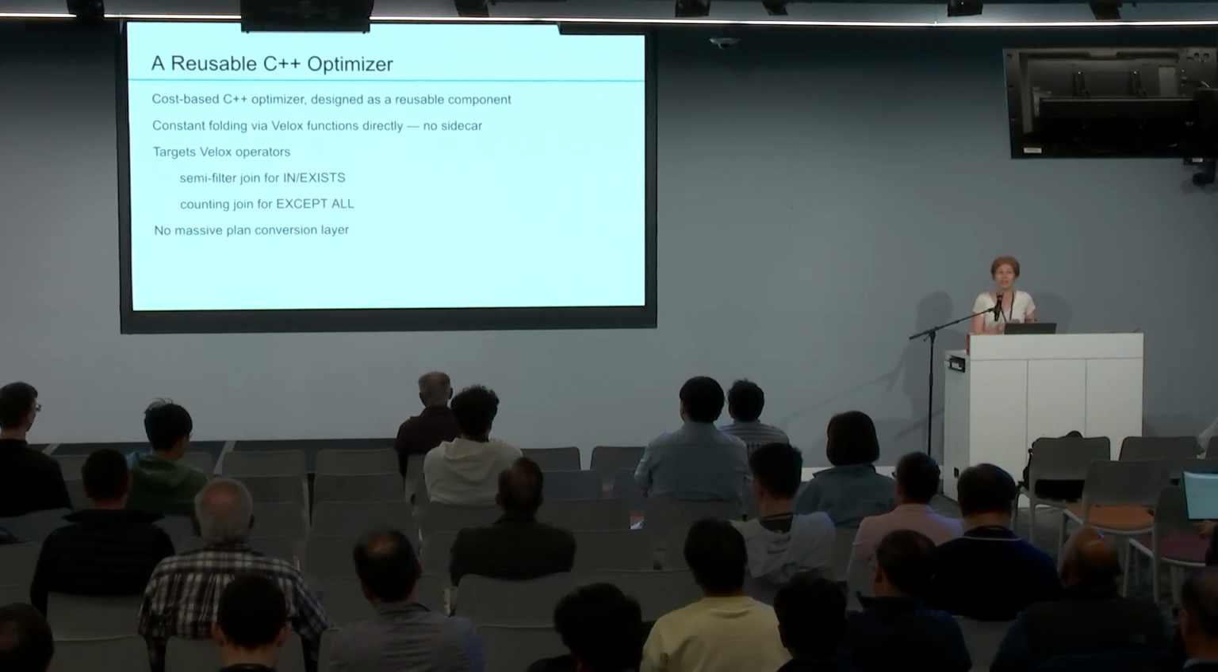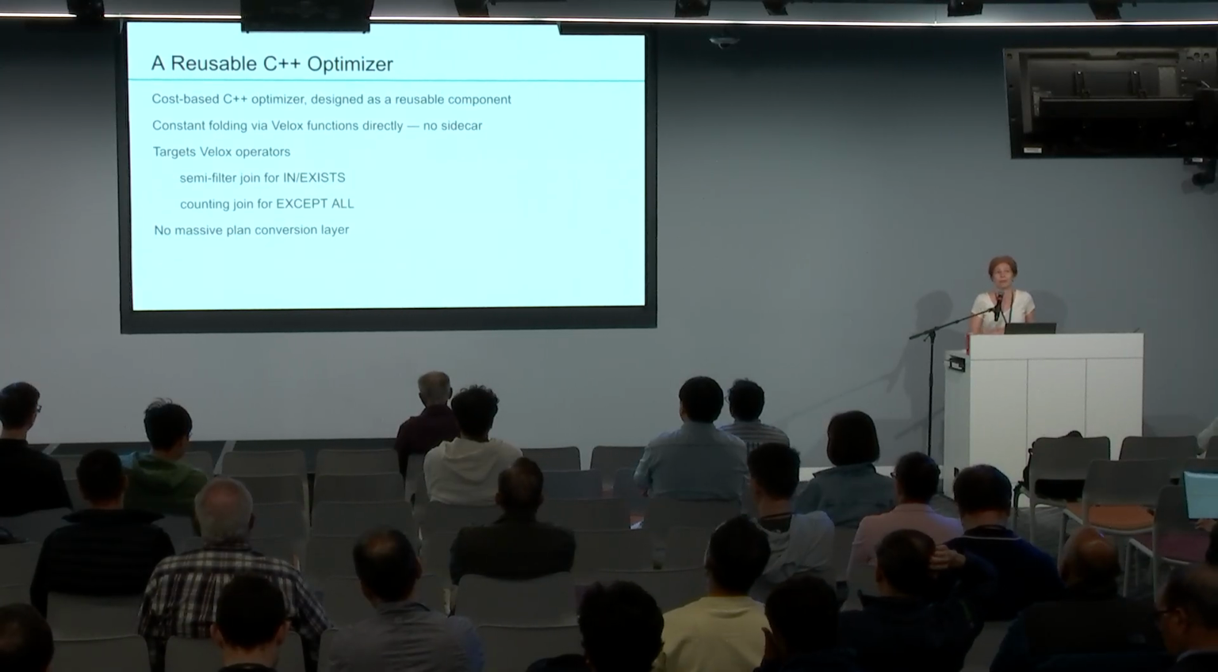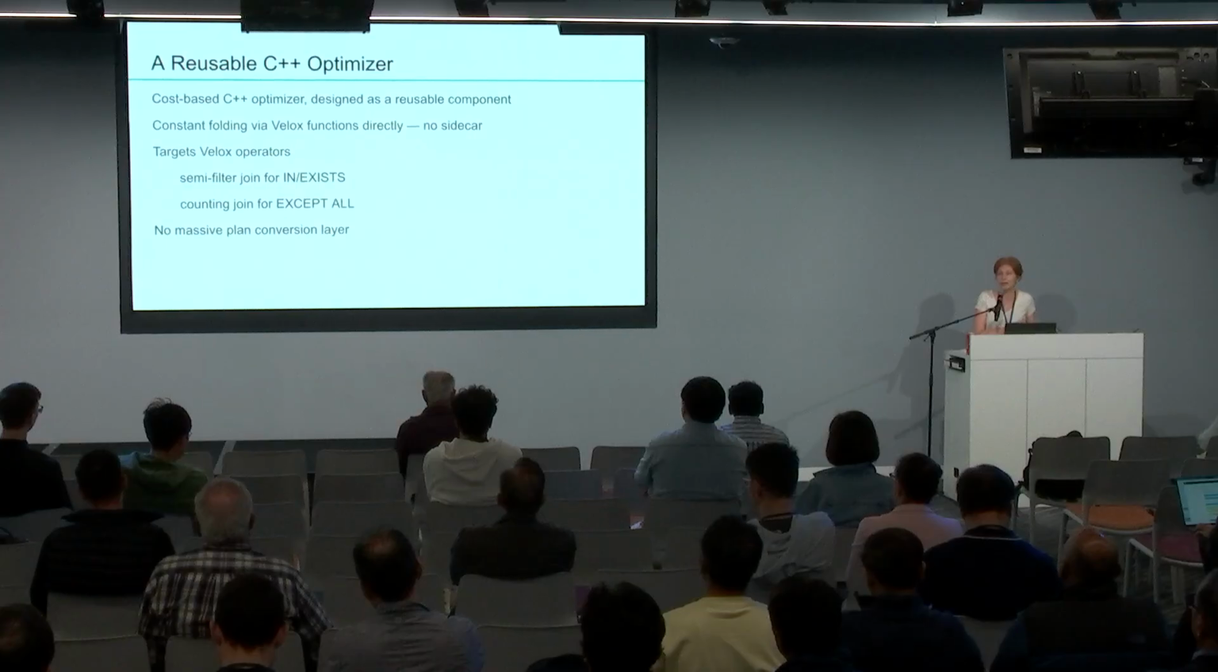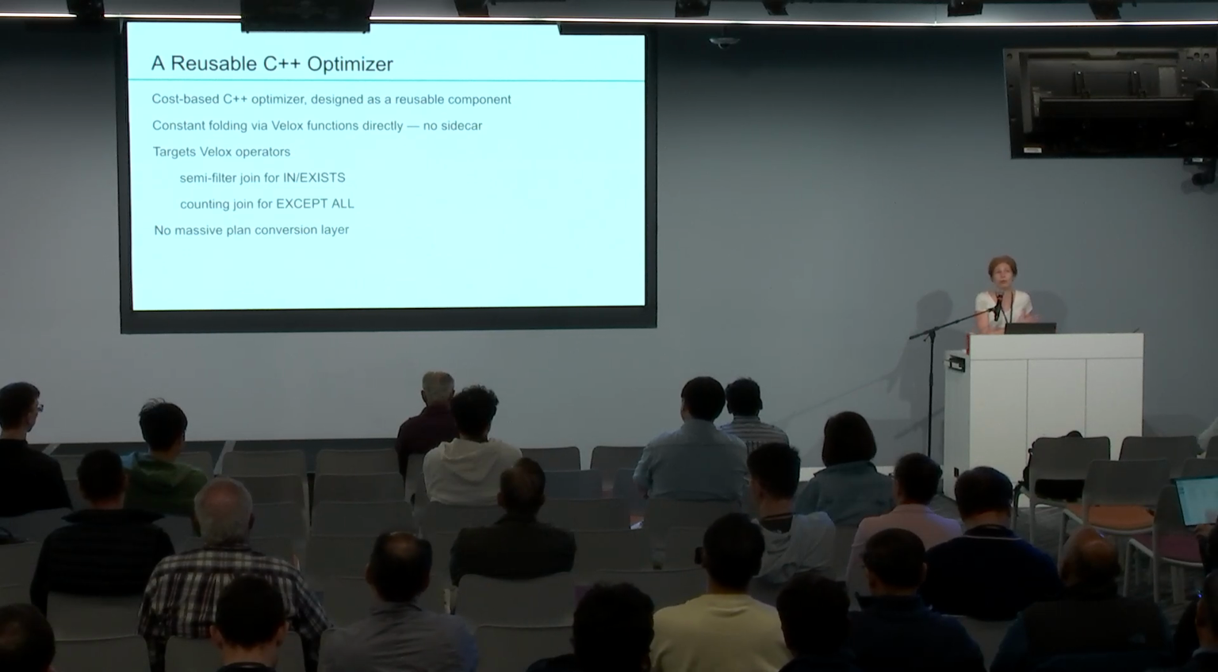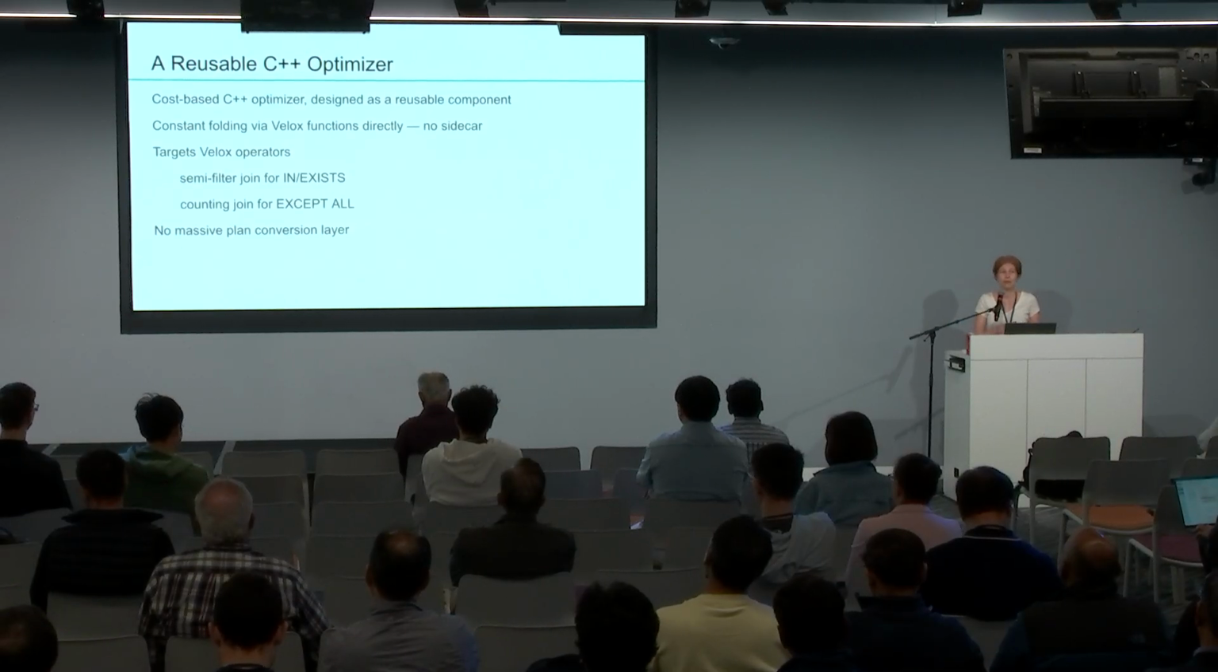The optimizer targets Velox operators directly. For example, when planning IN or EXISTS subqueries, it uses the semi-filter join operator. When planning EXCEPT ALL, a counting join. Both are specialized Velox operators that Presto's optimizer is not aware of. It plans a sequence of more generic ones that have to be squashed together in the Presto to Velox translation layer. Building the optimizer in C++ right next to Velox eliminates an entire class of integration problems.